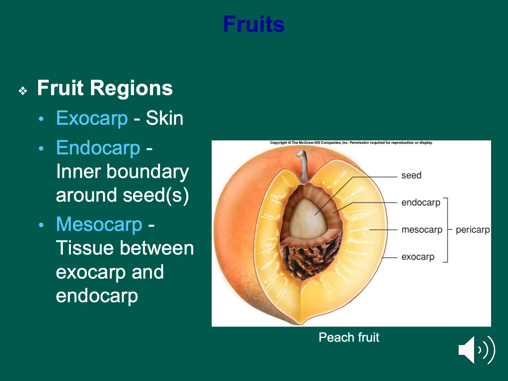If you were to look at the fruit up close, it's comprised of different parts or different layers. Often they have different tissue layers. They might have a skin on the outside called an exocarp, and then they have a fleshy inside. The endocarp is the innermost boundary around the seed, and the mesocarp is the stuff in between those two layers.